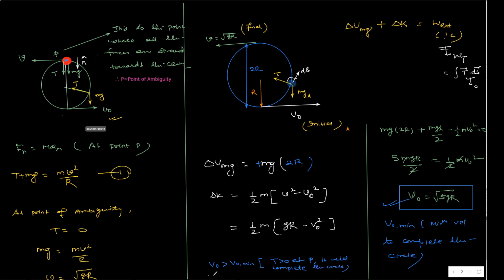Okay, if v naught is less than v naught min, then tension will become 0 before reaching the point of ambiguity, so it will not complete the circle. It won't complete the full circle. Now in this case, where will it stop? That we have to find. If v naught is less than v naught min, then where it will stop, that we will find. Is that clear? Any doubt?